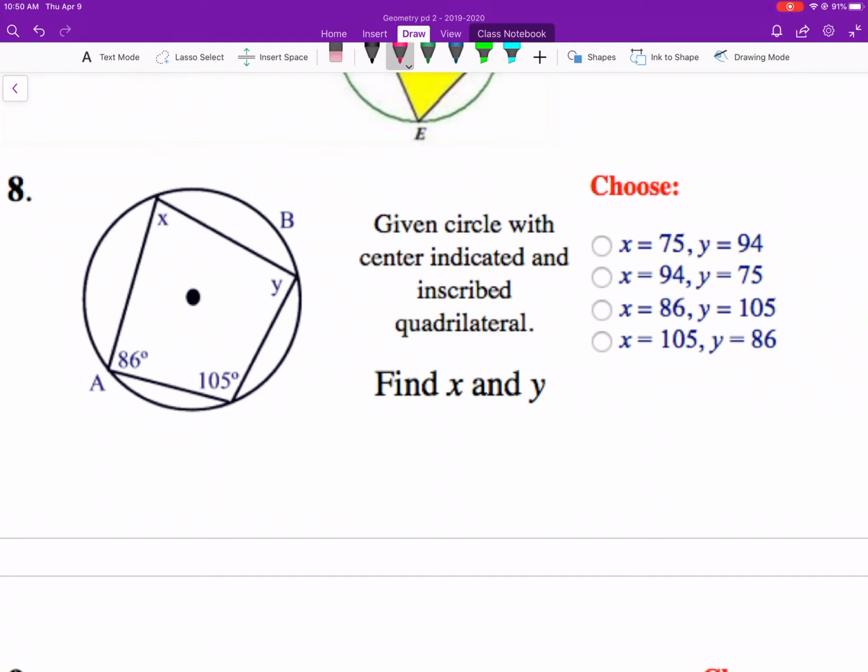Given a circle with center indicated and inscribed quadrilateral. X is opposite the 105, so this would be 75. They have to add to 180 together. And then 86 and y, they're opposite each other. Those two have to add to 180. So y would be 94. This would be choice 1.